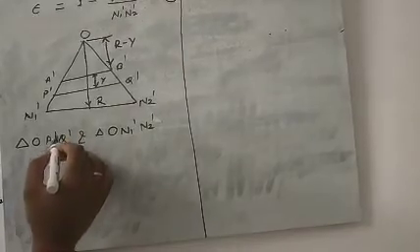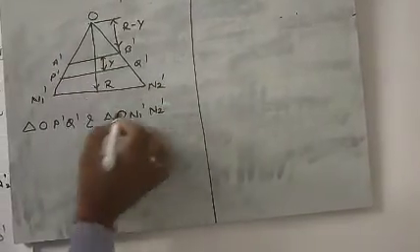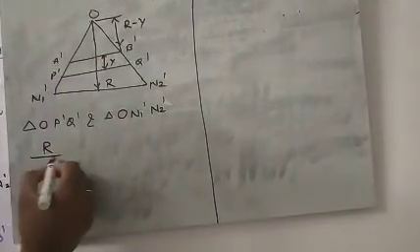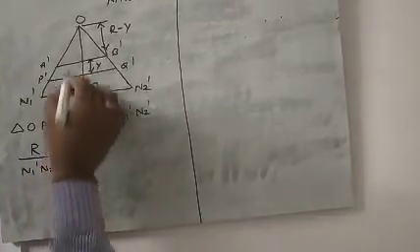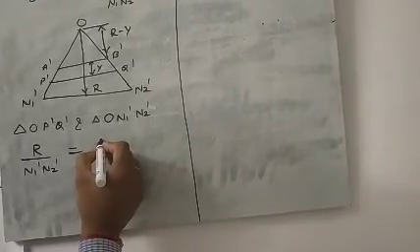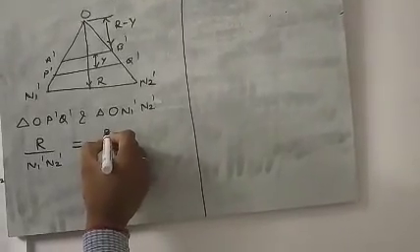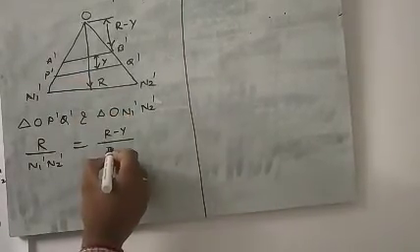Clear? Then, for triangle ON1'N2', perpendicular is R and base is N1'N2'. And for triangle OP'Q', it is R minus Y upon P'Q'. Clear?